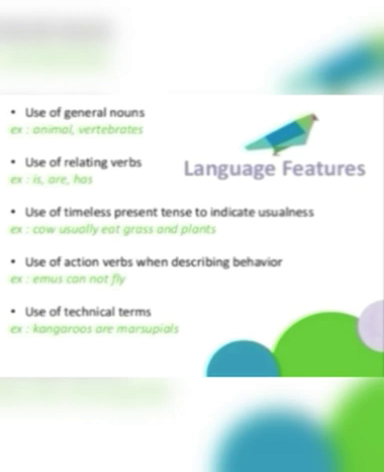And next, we talk about language features. You can use general nouns, relating verbs, usually simple present. But sometimes in report text, it also uses simple past. And then use action verbs when describing behavior. And the last, use technical terms. As you can see in here, there are some examples for language features. You can read by yourself.